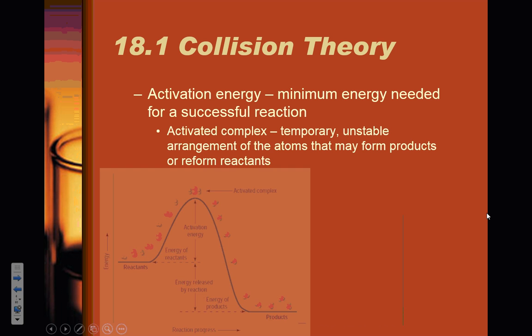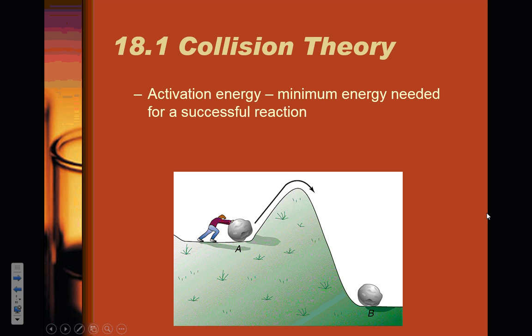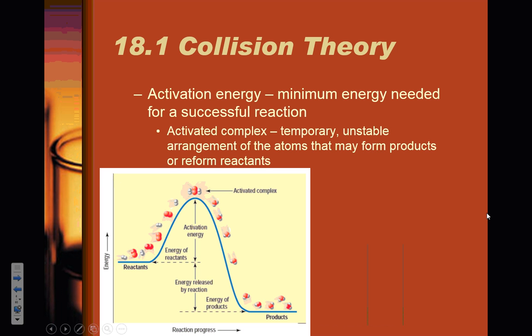Now, if it reaches the top of that hill right here, in an actual chemical reaction, here we've got reactants, here we've got products. So what do we have at the top of the hill in between the two? Well, that's what we call the activated complex. It's a temporary unstable arrangement of the atoms that may form products or actually may go back to the original reactants. But if we've got enough energy, it's going to end up making our products.